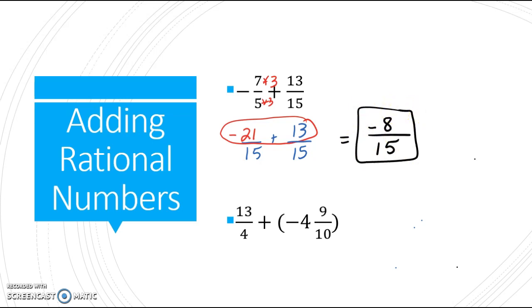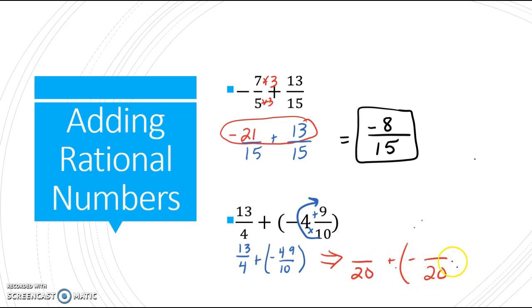Our second one is going to require a little bit more work. When we've got a mixed number, we have to change that into an improper fraction. So I'm going to have 13/4 plus -49/10. So that's changing that into an improper fraction. But then I want to get a common denominator, and I'm actually going to change this to 20. So I have to multiply 4 by 5. I'm going to do the same thing to my numerator on my first one. So 4 multiplied by 5 gave me that 20 there. 13 multiplied by 5 gives me 65.